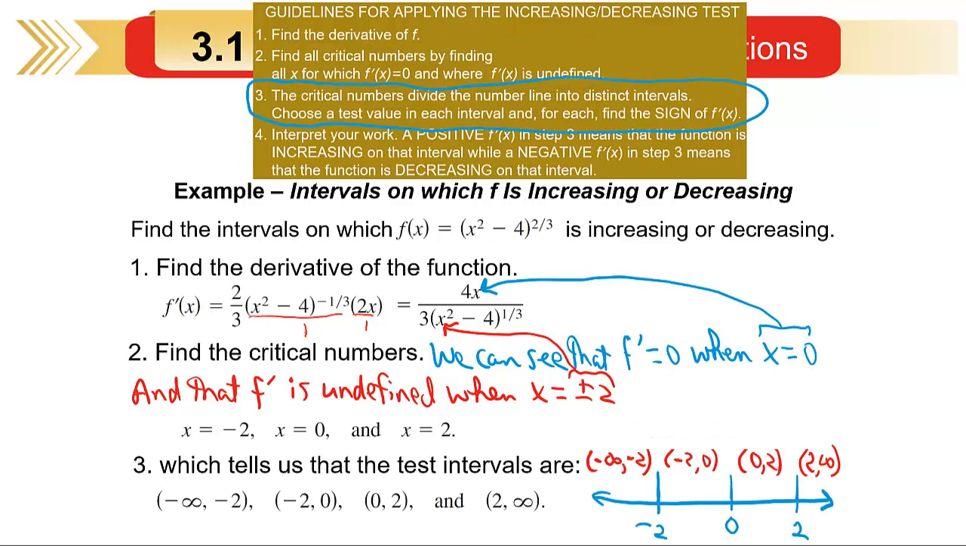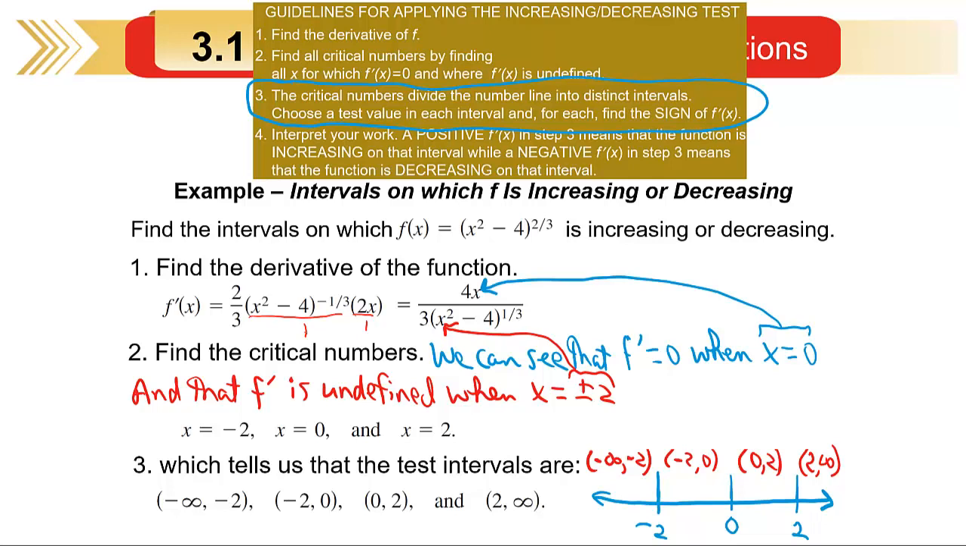That tells you that if you put minus 2, 0, and 2 on a number line from left to right, that breaks the number line into intervals: to the left of minus 2, that's minus infinity to minus 2; between minus 2 and 0; between 0 and 2; and then to the right of 2, which is 2 to infinity. So once you've got the critical numbers, you visually put them on the number line, and that breaks the number line into the intervals that you have to check.